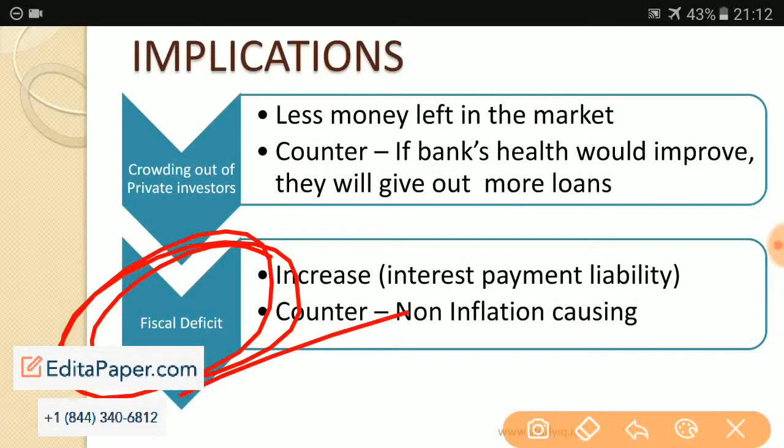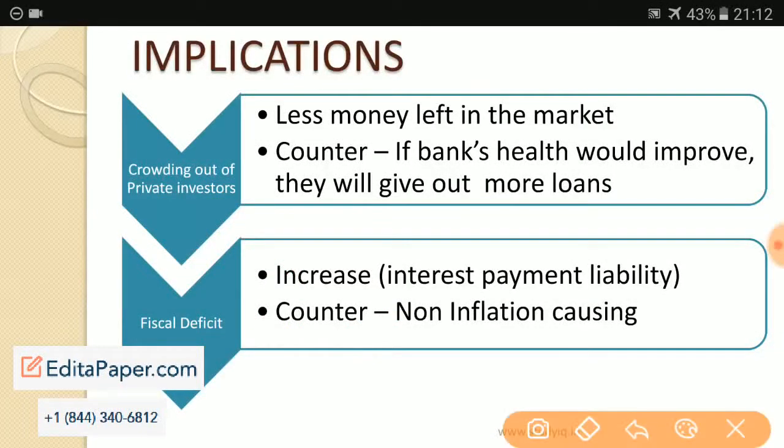But the government has a counter argument for this as well. They say that in previous times, a decade earlier or so, most of the fiscal deficit was because of subsidies. The government was giving different subsidies and cash schemes to poor people. Let us consider that the government came up with a scheme that whosoever is below the poverty line, we would give 500 rupees cash to them.